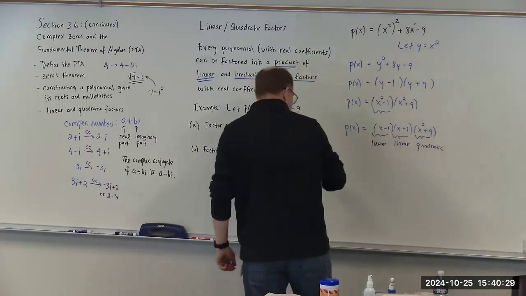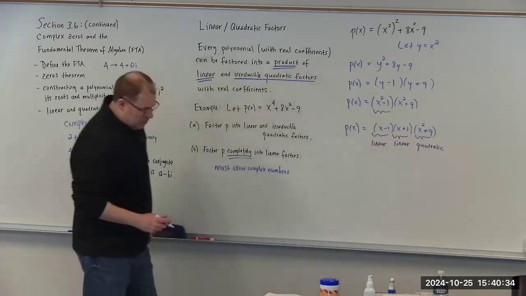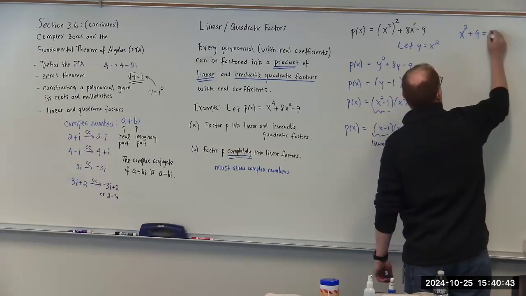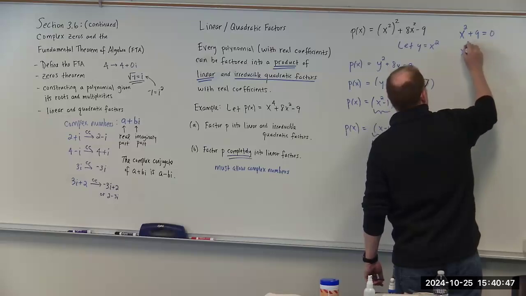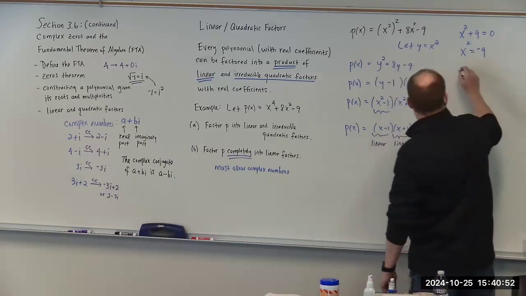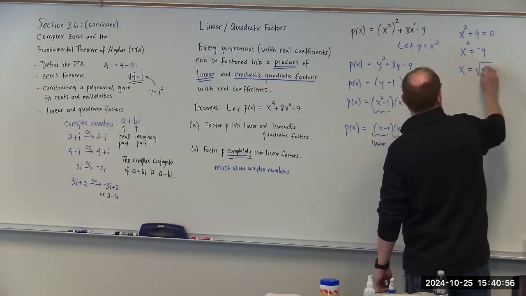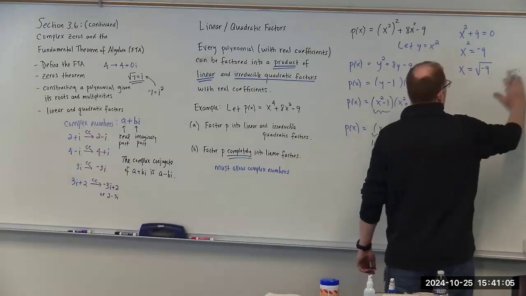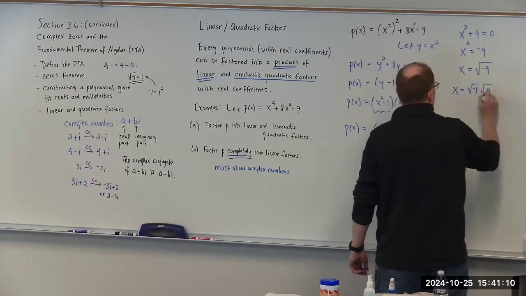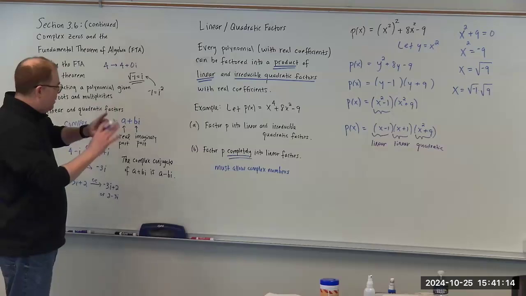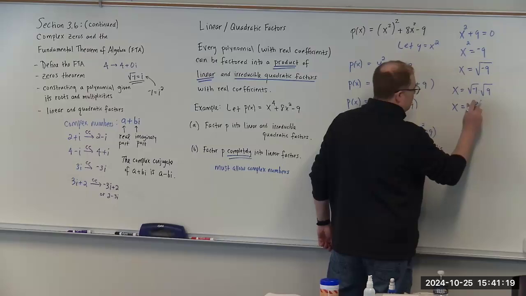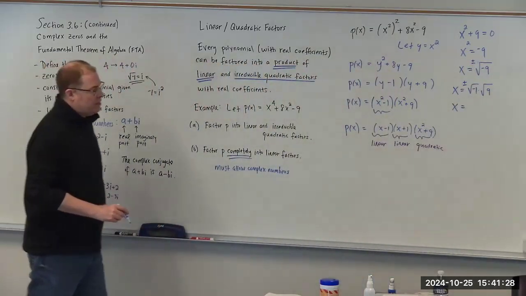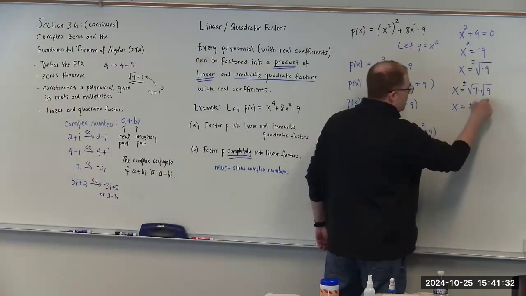So let's go back up here. If we look at x squared plus 9 and solve this, we get x squared equals negative 9. That means x equals the square root of negative 9, which is basically the square root of negative 1 times the square root of 9. The square root of negative 1 is i. And then we need a plus or minus here, so don't forget that. And the square root of 9 is 3. So this is going to give us plus or minus 3 times i.